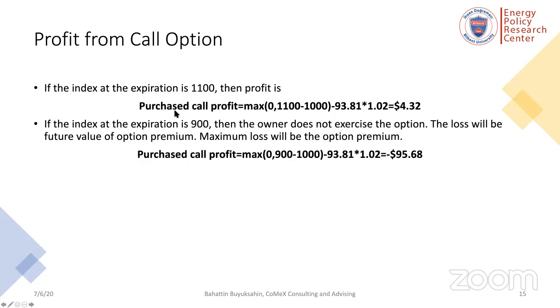Therefore, the purchased call profit would be $4.32. If the index at expiration is 900, then the option buyer does not exercise the option. The loss will be the future value of option premium. The maximum loss will be the option premium, which is 95.68. Remember, 93.81 is the option price, then you need to calculate the future value of this premium, which is 95.68.